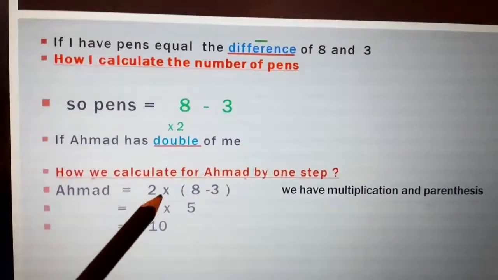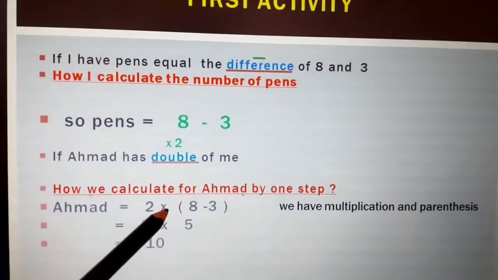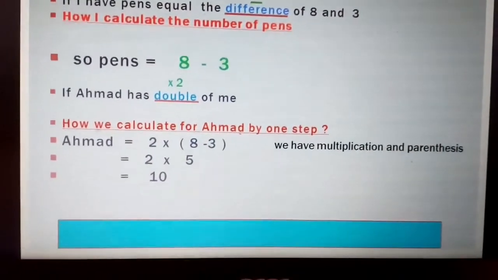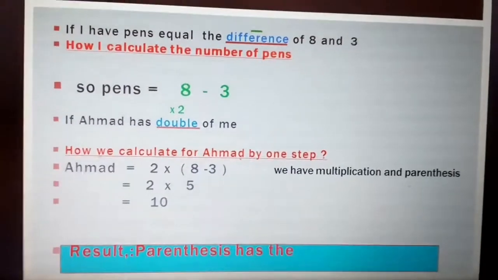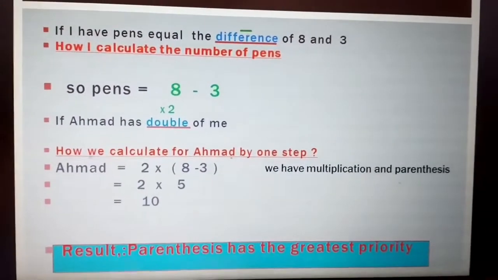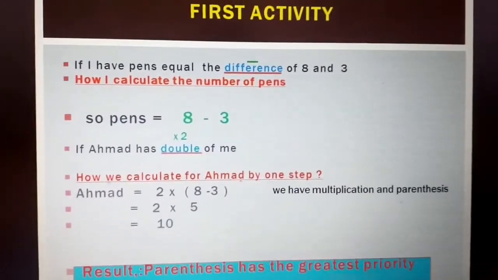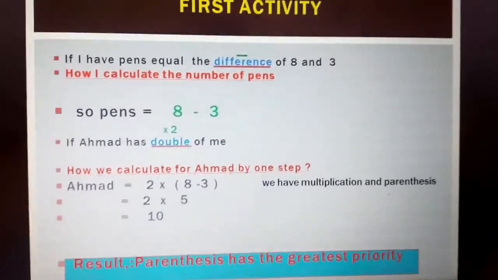So who is the greatest power? Who is stronger, multiplication or parentheses? So the parentheses has the greatest priority. So priority means the power. It's the one that I want to solve first in any expression.